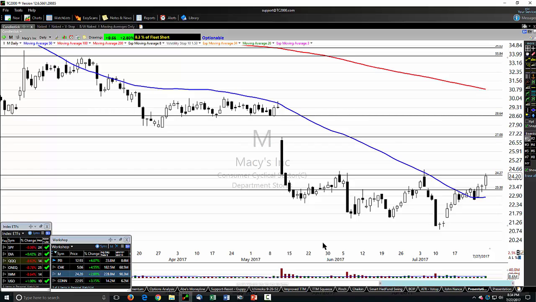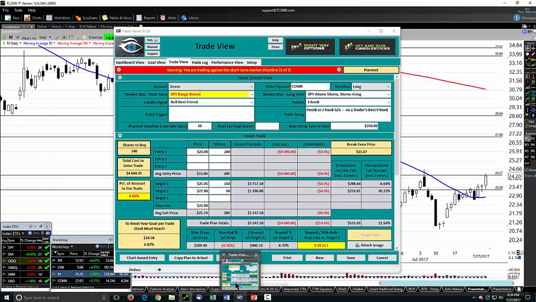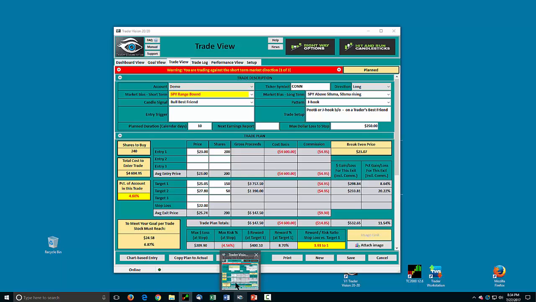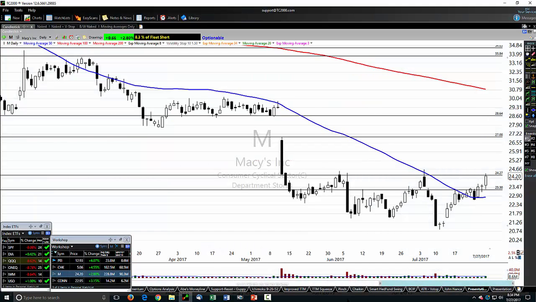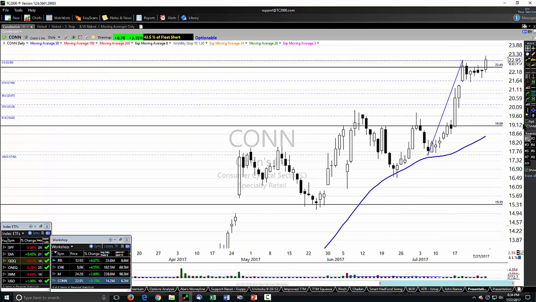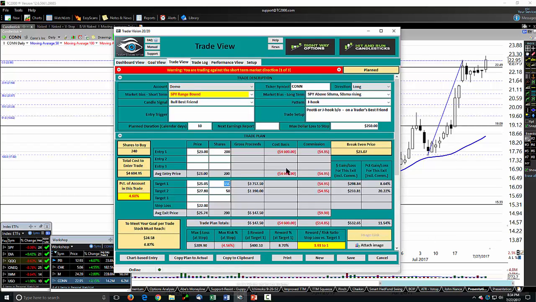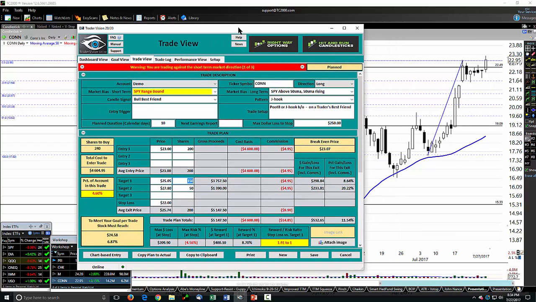I'm showing to buy at 21. Do you mean 23, or are you talking about a different trade? Did you mean the con trade that I had the trade plan up for? Okay, so it says 23, not 21.